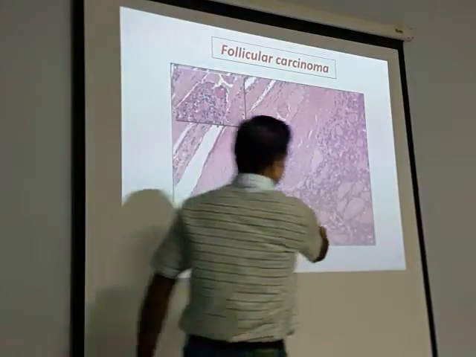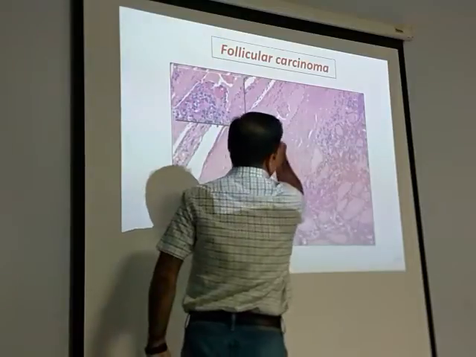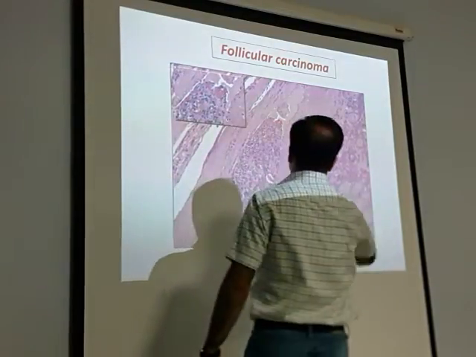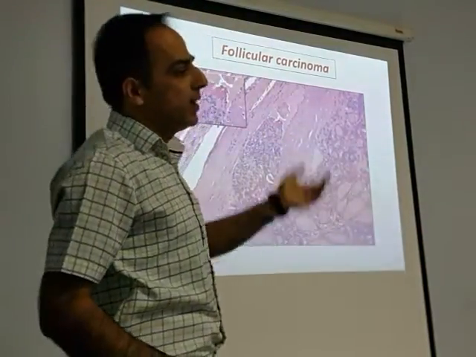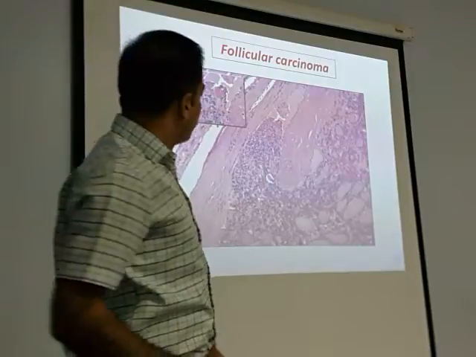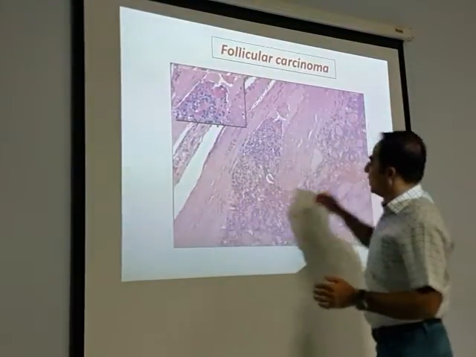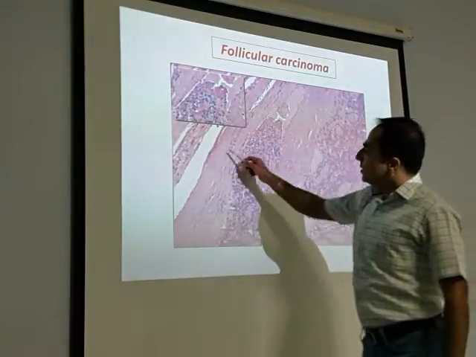Okay, these are the follicles. But look, what is this? The invasion into the capsule, isn't it? So it is invading the capsule. So this is the most important thing which you will find. Vascular invasion. Where is the capsule? This is the capsule, this fibrous tissue. This is the capsule. And it is invading the capsule. And this white tissue? This is all capsule.